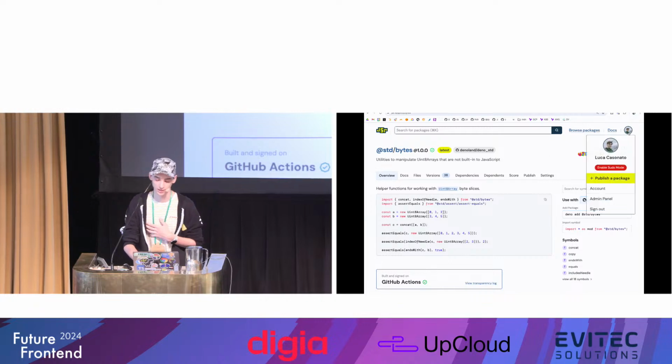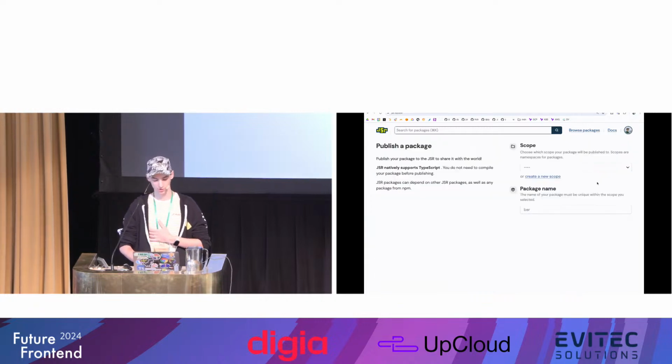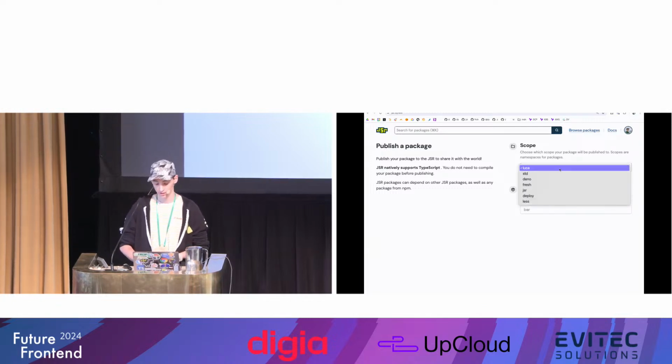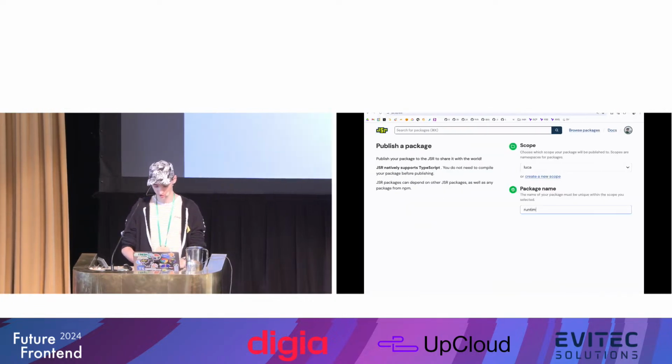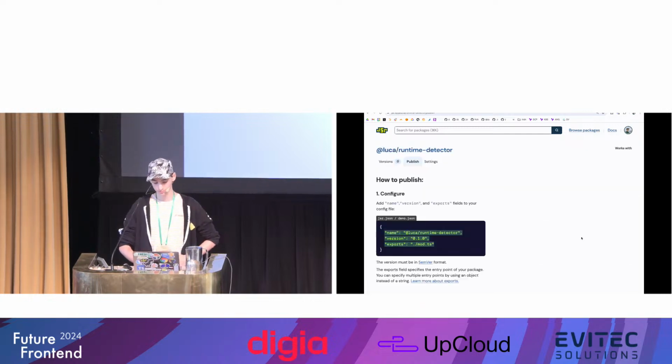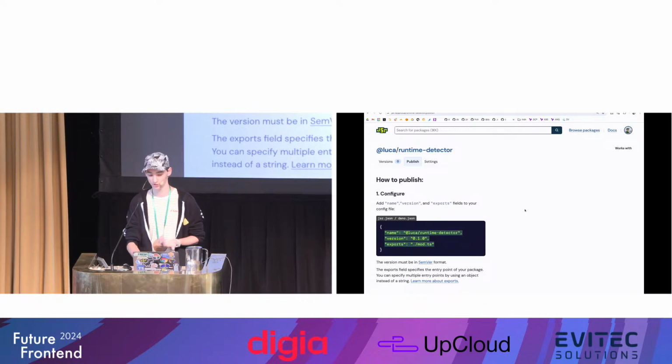Well, I go to the website, and I click over here and click publish a package. And then I'll have an interactive flow that walks me right through how to publish a package. I'll select a scope. All packages on JSR are scoped. There's no top-level name squatting on JSR. All packages are inside of an @scope. And I have to give it a name, runtime-detector. And I click on create. And now I have a new package on JSR.